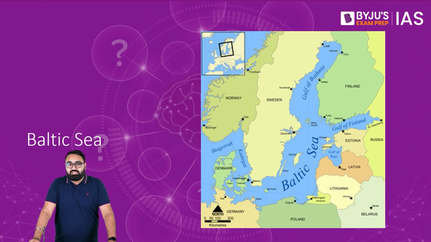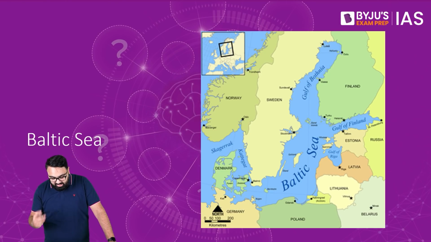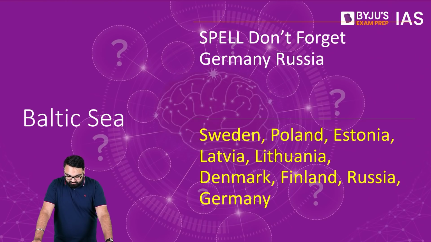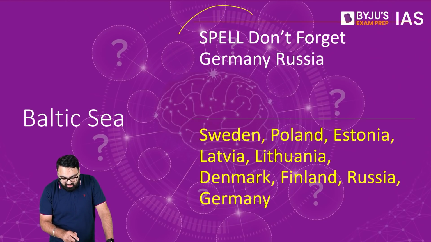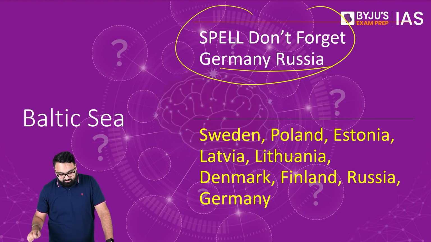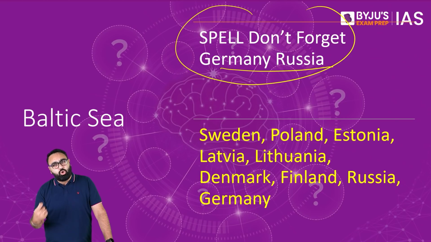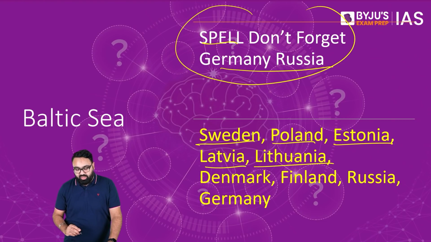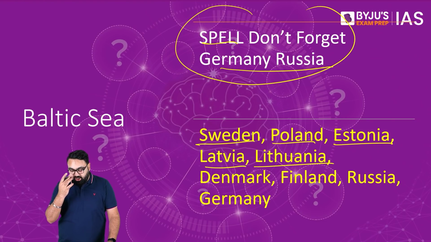The next water body is the Baltic Sea. As you can see on the screen with the map, the Baltic Sea has nations such as Poland, Lithuania, Latvia, Estonia, Finland, Sweden, Germany that surround it. There's also Russia, by the way. Now, how do you remember these nations of the Baltic Sea? Just remember, spell, don't forget Germany, Russia. Spell is Sweden, Poland, Estonia, Latvia, and Lithuania. Then don't forget what? Germany and Russia.